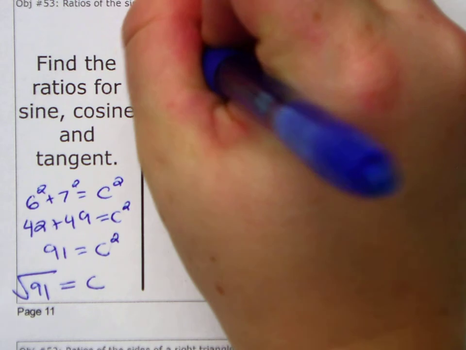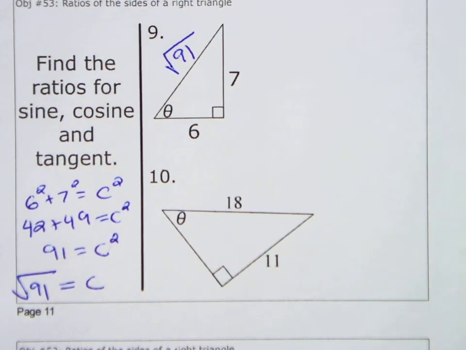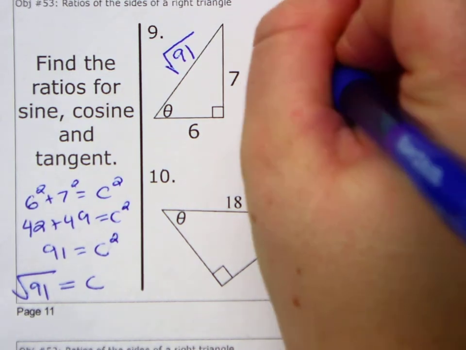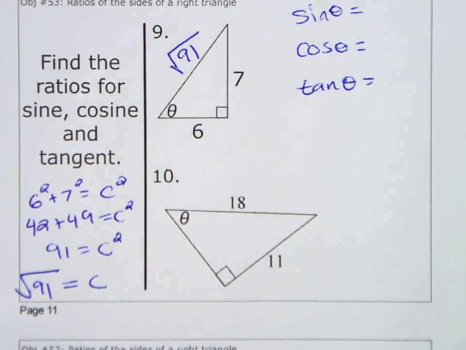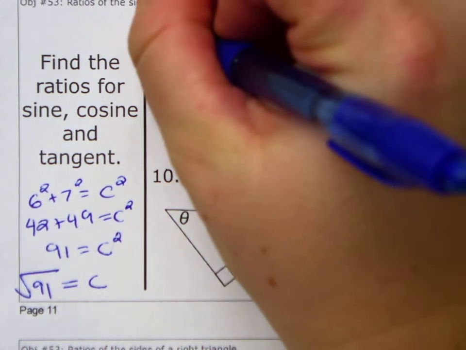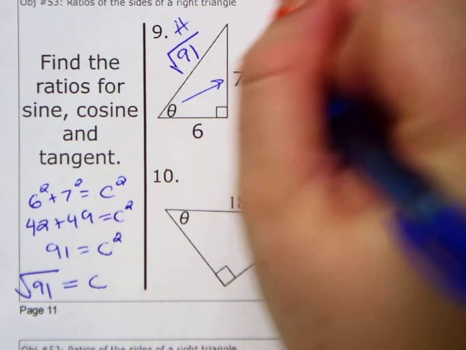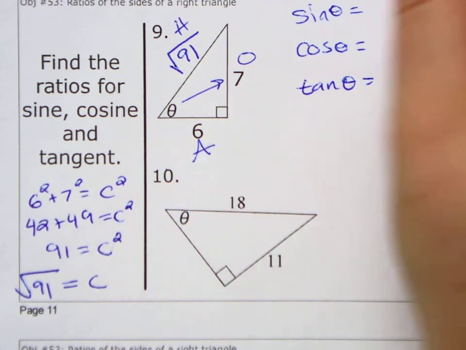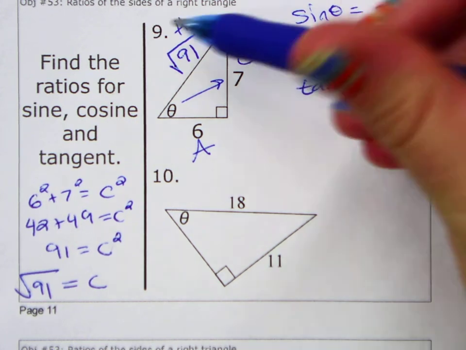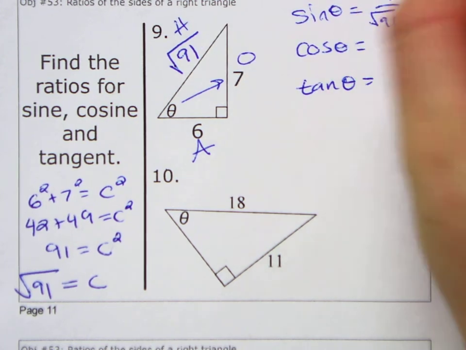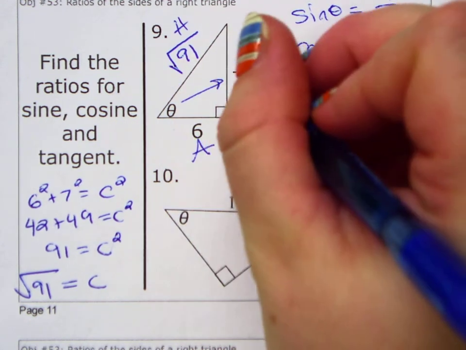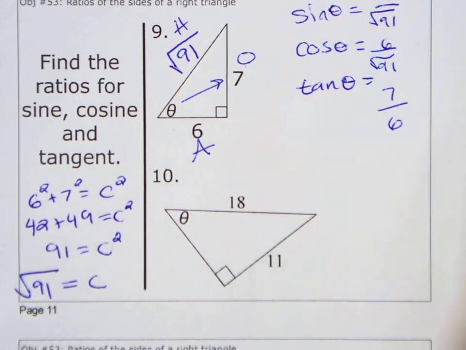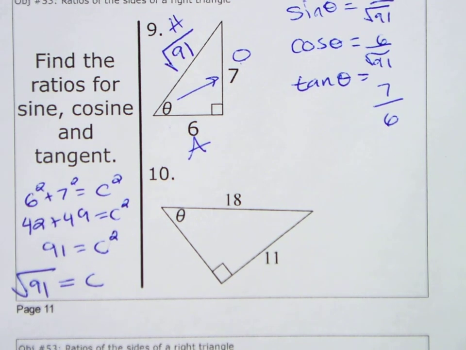So a lot of times, honestly, that's it. Just radical 91. I don't think anything goes into that. All right. So sine theta, cosine theta, tan theta. All right. So what's my h? That's my radical. What's my o? Across from the angle. Whatever's left over is my a. Sine, opposite over hypotenuse, 7 over radical 91. Cosine, 6 over radical 91. Tan, O over A, 7 over 6. Done.